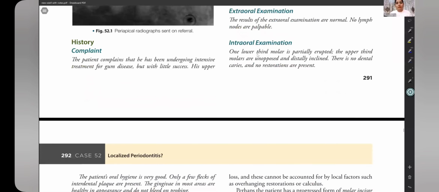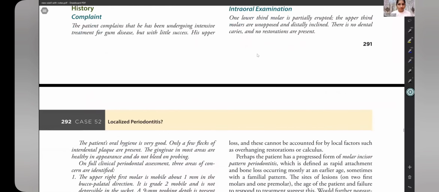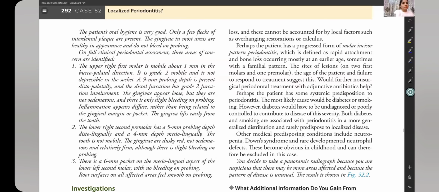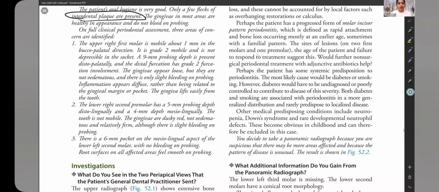Upon extraoral examination, the results are normal, and no lymph nodes are palpable. On intraoral examination, one lower third molar is partially erupted, and the upper third molars are unopposed and distally inclined. There is no dental caries, and no restorations are present. The patient's oral hygiene is very good, with only a few flecks of interdental plaque present. Gingiva in most areas are healthy in appearance and do not bleed on probing. So there is no generalized gingivitis or any kind of etiologic agent present, like plaque or calculus.